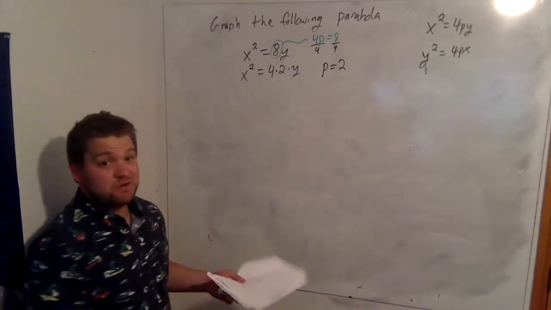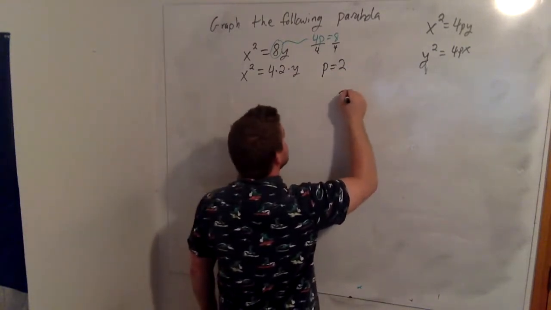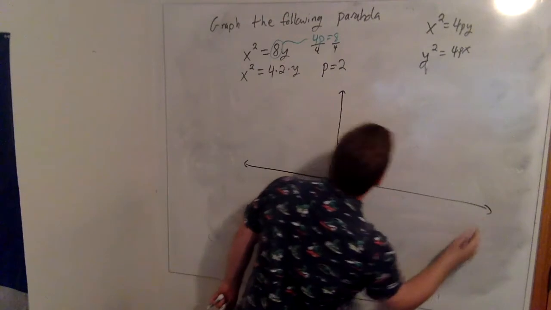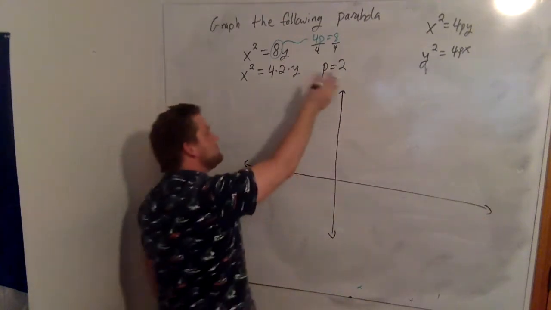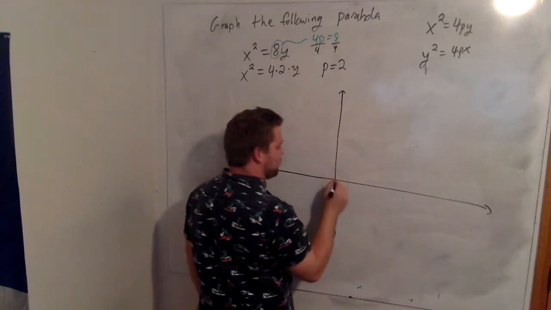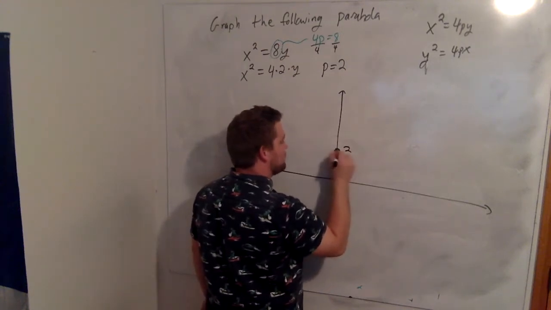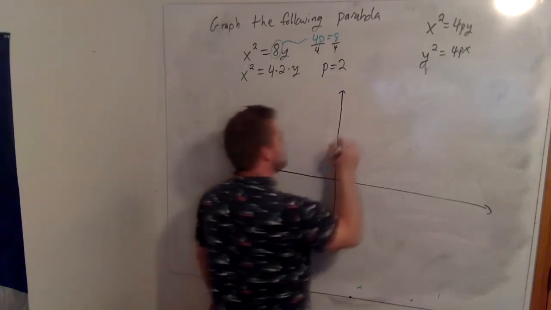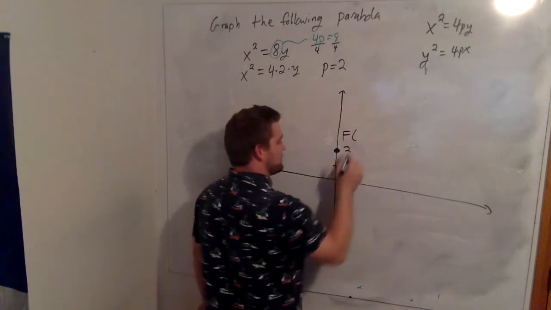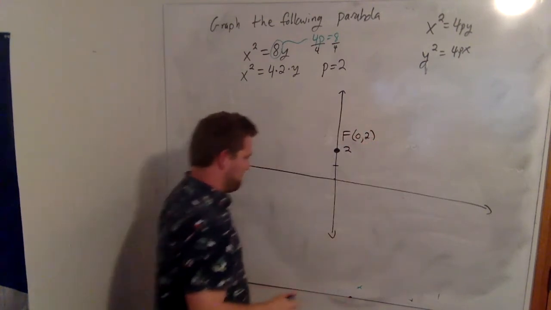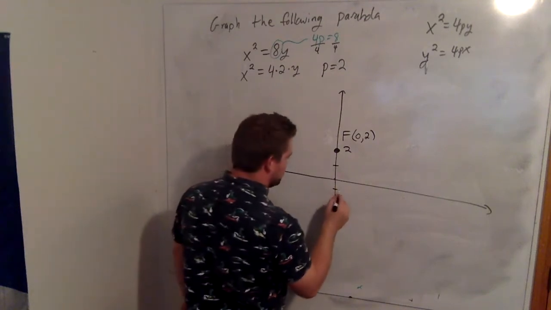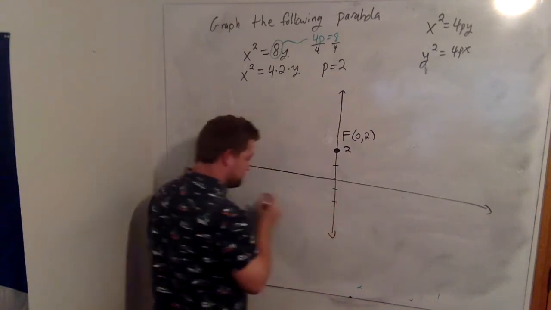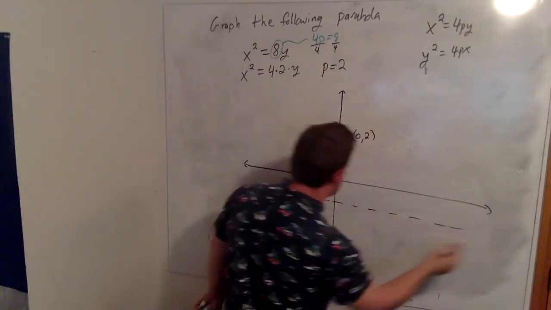Okay, pretty much we're ready to start graphing. All right, so p is 2. That means we're going to go up 2 units from the origin. So 1, 2. So this is where our focus is, so maybe I'll put an F there. Maybe it's nice to label the coordinates of the focus. So the focus has coordinates (0, 2). Let's draw the directrix. So we'll go 2 down from the origin, or maybe I should say 2 down from where the vertex is going to be. So here's the directrix.